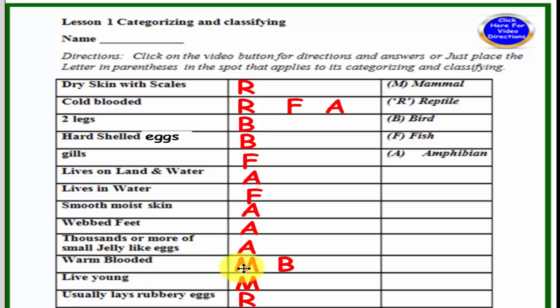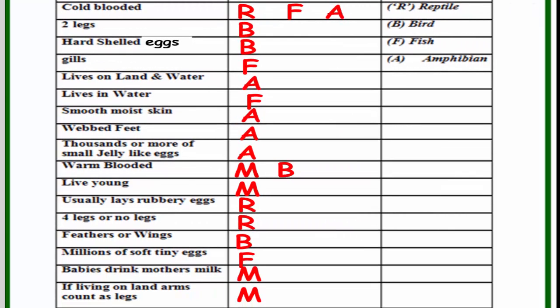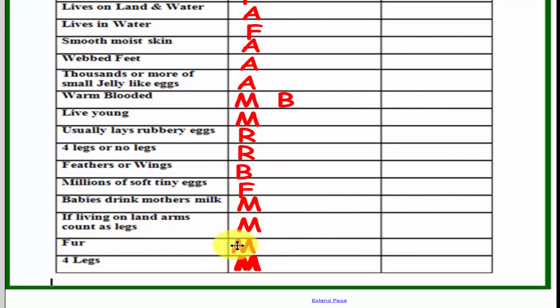Warm-blooded, we're going to have the mammal, and we'll also have the bird. Live young, mammal. Usually lays rubbery eggs, is going to be the reptile. 4 legs or no legs, reptile. Feathers or wings, the bird. Millions of soft, tiny eggs, fish. The babies drink mother's milk. That's going to be the mammal. If living on land, arms count as legs, mammal. Fur, mammal. And 4 legs, mammal.